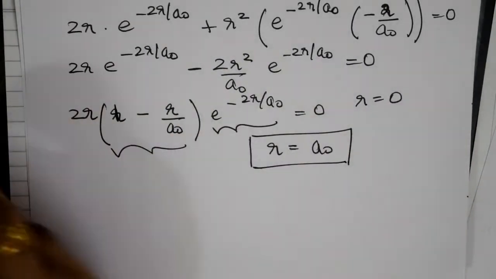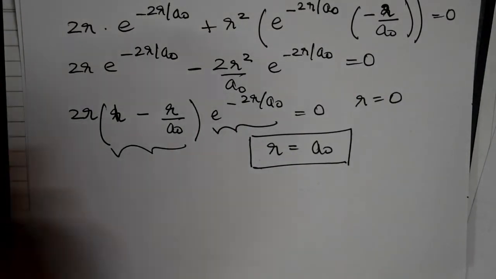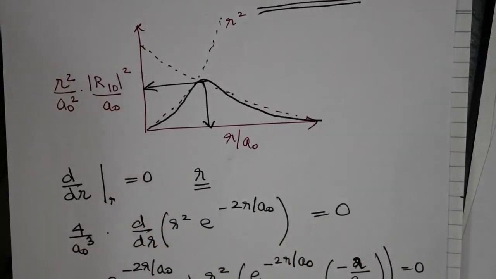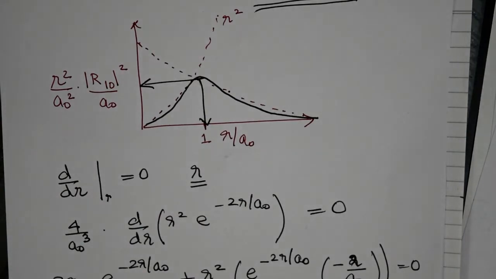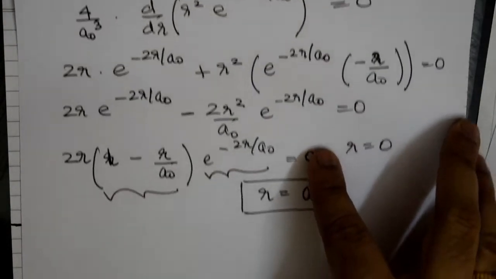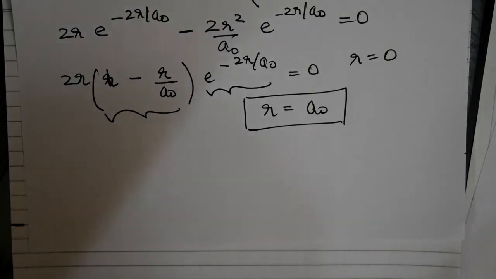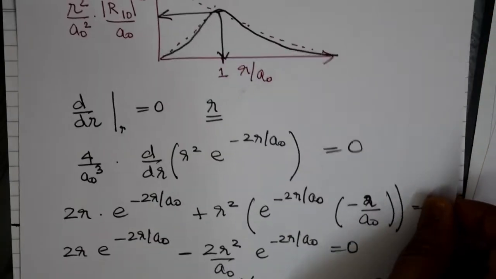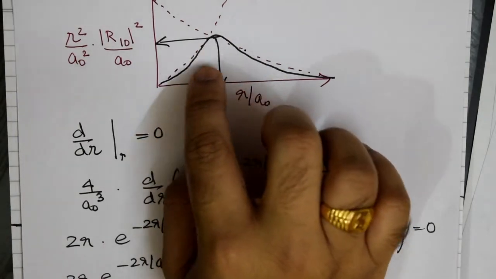This is essentially why we tend to express everything in terms of a naught, because you understand that when r by a naught is equal to 1, you find the most likely, the most probable value of r by a naught at which you will find this electron. This is quite interesting. This once again is very close to the Bohr radius, where Bohr said the electron is exactly stuck within that given radius from the nucleus, which is indeed not true, because if you take a look at this function, you have a distribution that's present before and after this value of r over a naught.